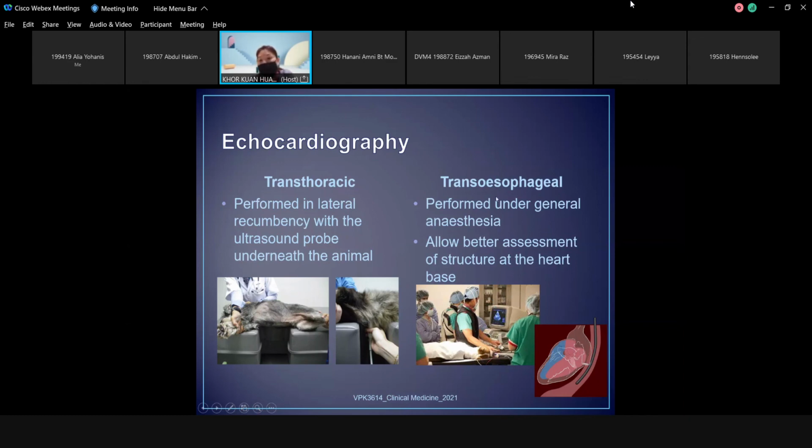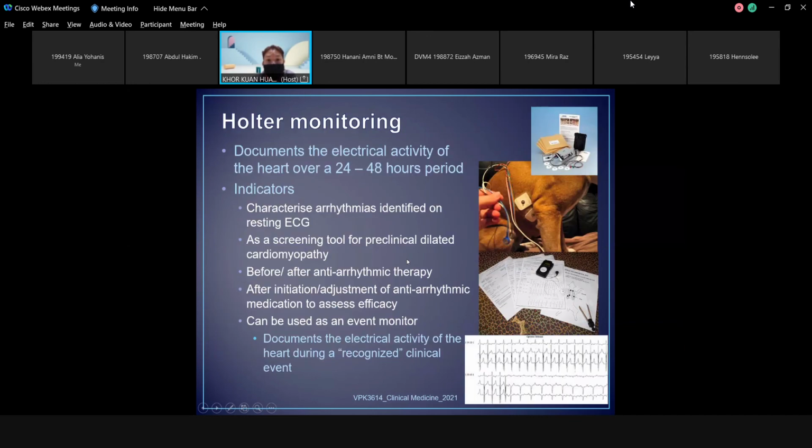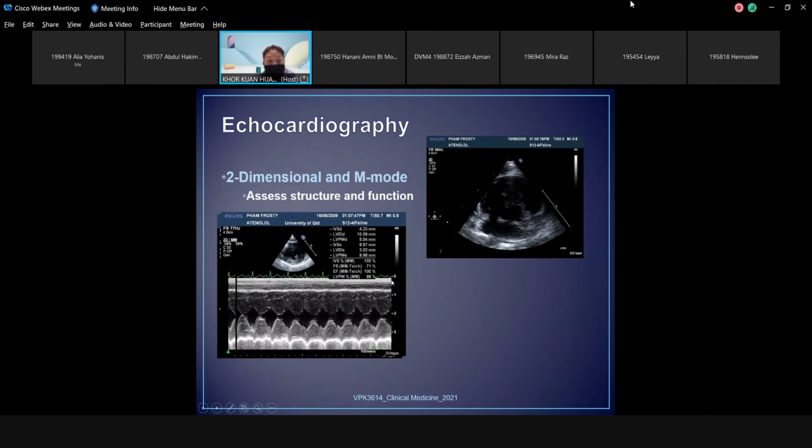Okay, but normally people don't do transesophageal, and a lot of the time it's more for research purposes or something else. Normally if you have a patient which is having heart disease, you wouldn't want to go through GA as well. The risk is very high. Okay, so these are the images. All these images we will share later on when we have our class and also a practical.